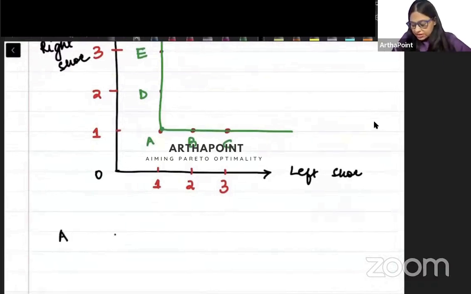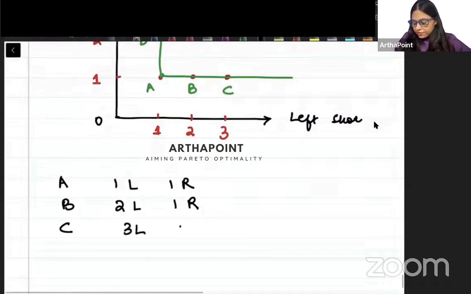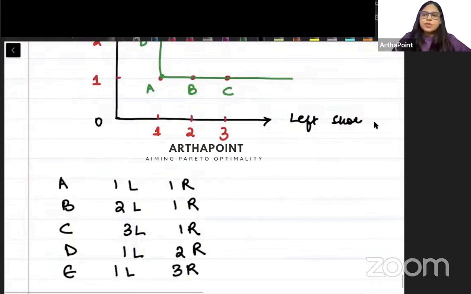Point A is 1 left, 1 right. Point B is 2 left, 1 right. Point C is 3 left, 1 right. Point D is 1 left, 2 right. Point E, 1 left, 3 right.